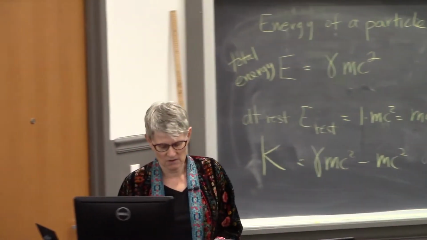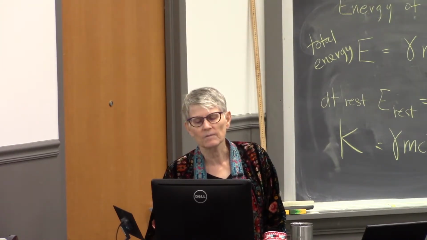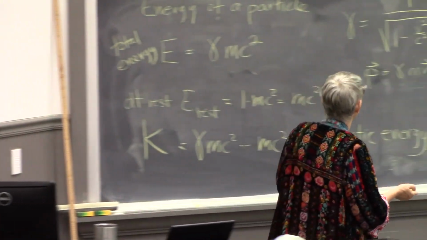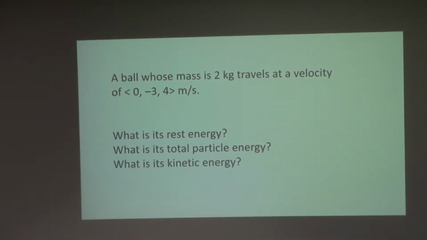So let's take a more ordinary situation. We have a ball. Its mass is 2 kilograms. Its velocity is (-3, 4) meters per second. What's its rest energy, its total particle energy, and its kinetic energy? So its speed is going to be the square root of minus 3 quantity squared plus 4 squared, which is going to be 5 meters per second.